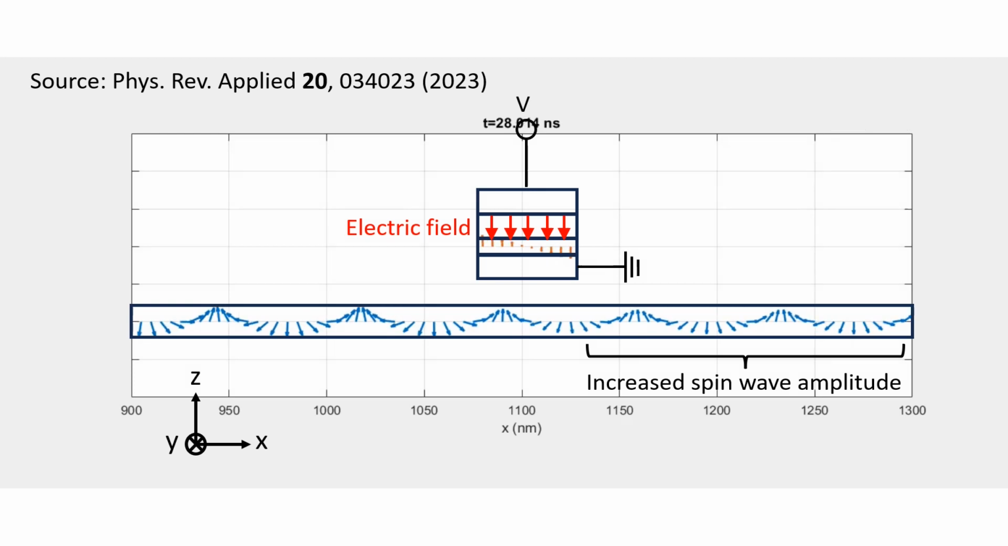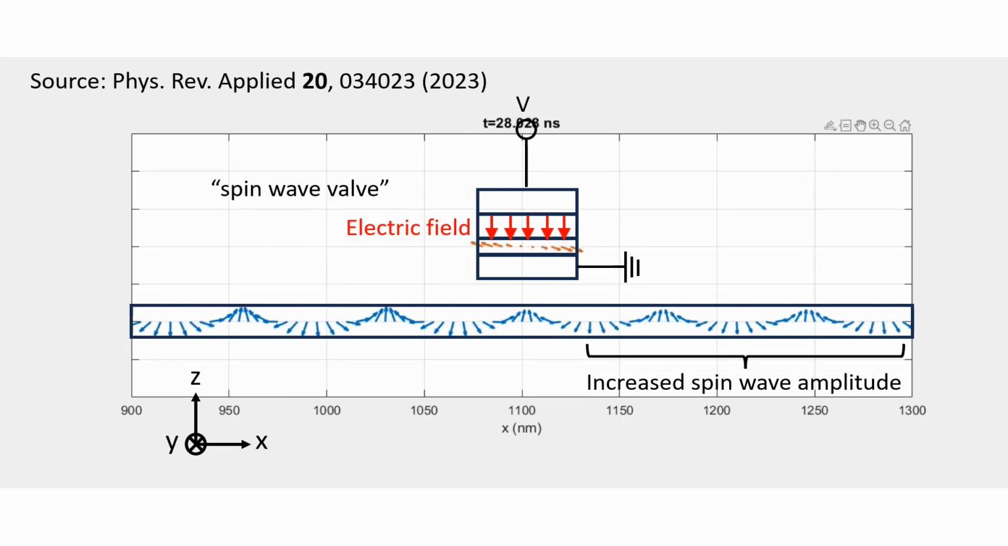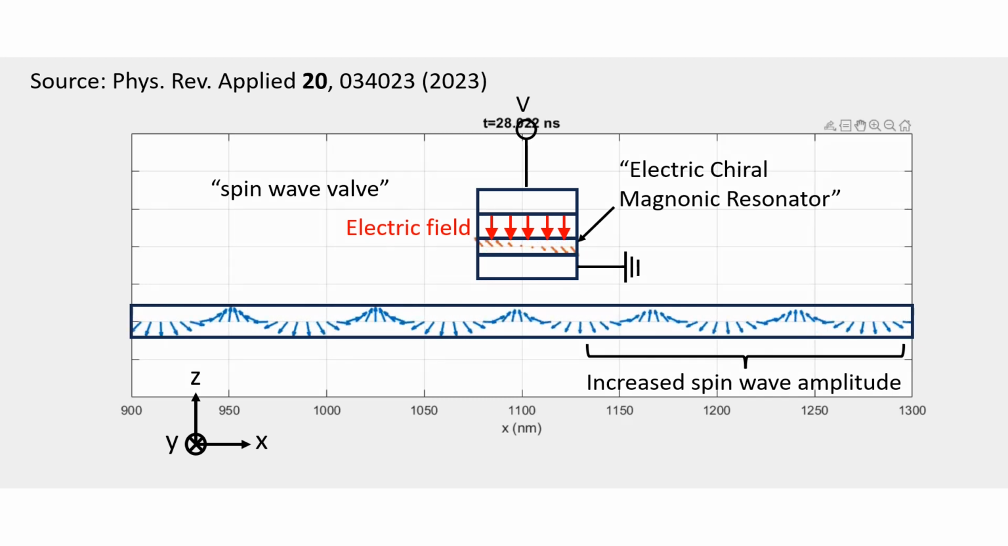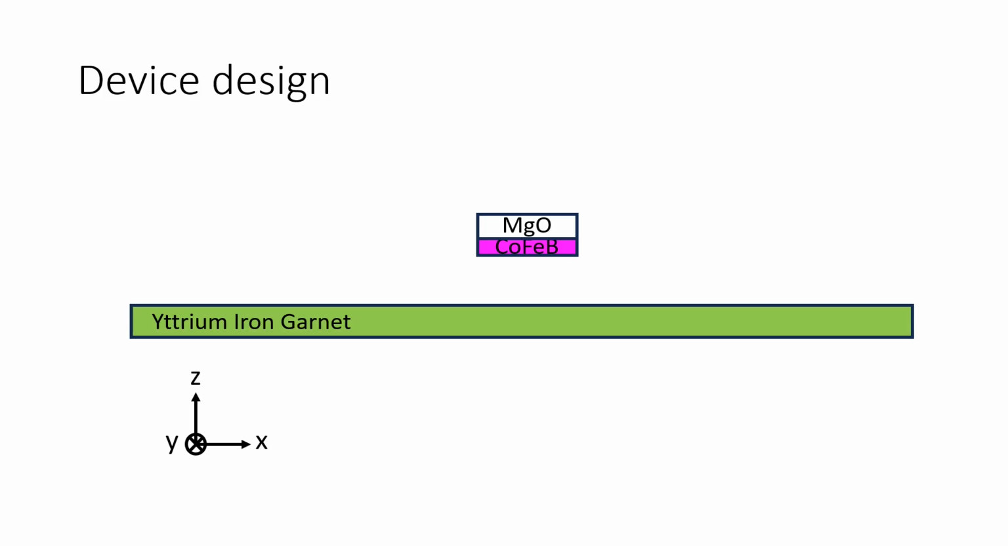Therefore, by switching off and on the voltage applied to the electrodes, we would be able to control the transmitted spin wave amplitude in the yttrium iron garnet film underneath the cobalt iron boron stripe. Effectively, we have created a spin wave valve that is controlled by an electrical voltage. The cobalt iron boron stripe in this case is called an electric chiral magnonic resonator.